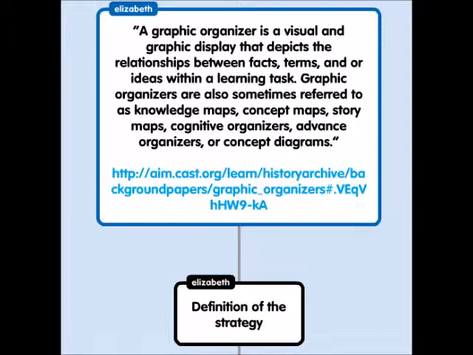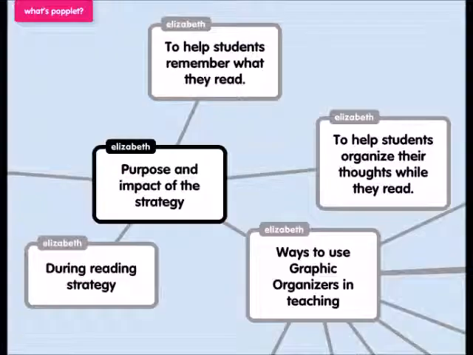Graphic organizers are also sometimes referred to as knowledge maps, concept maps, story maps, cognitive organizers, advanced organizers, or concept diagrams. The purposes of graphic organizers are to help students remember what they read and to help students organize their thoughts while they read. They can be used during reading.